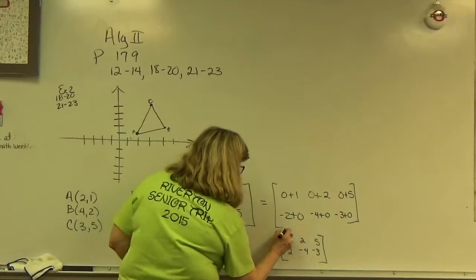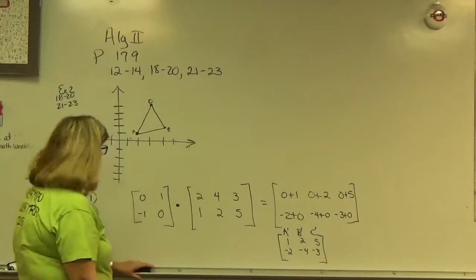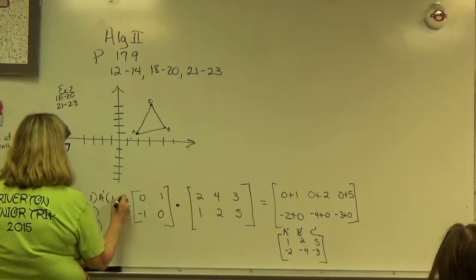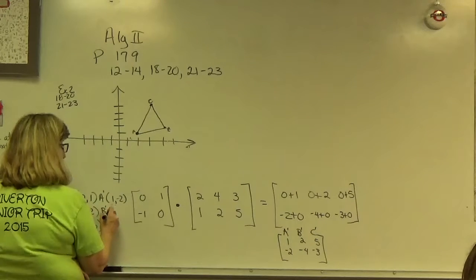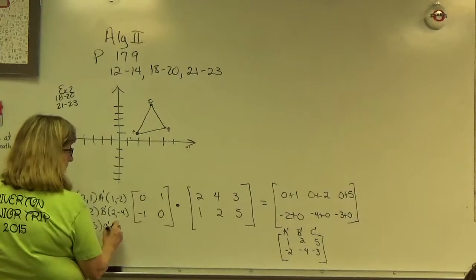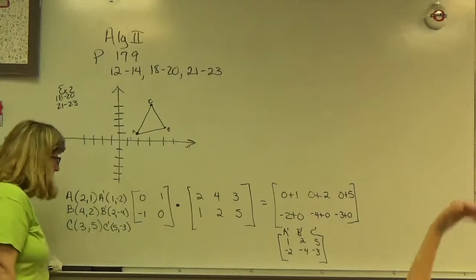So this would be A, B, and C, and I just call them prime because it's different. So what do I have? A prime is 1, -2. B prime is 2, -4. We need to write it like that. I'm just doing it so anybody that needs that extra step has it.